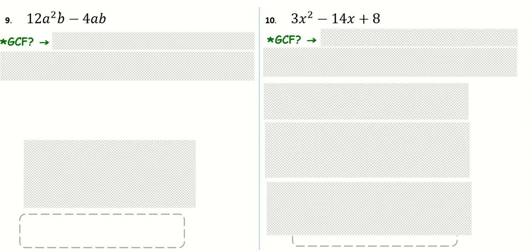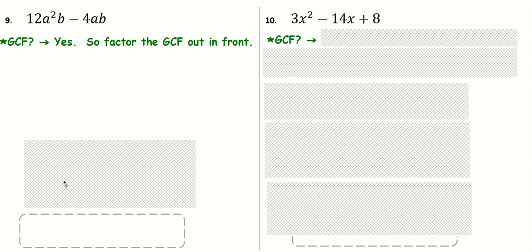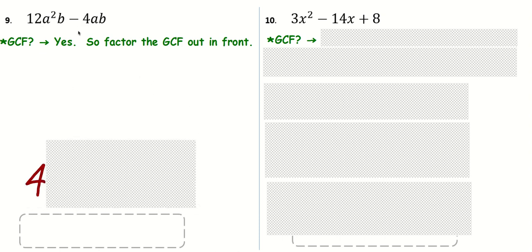Number 9, is there a GCF? Could you divide a common factor away from both 12a squared b and 4ab, or technically negative 4ab? Yeah. So we're going to factor out. What is the GCF? Remember, you can separate it by what's the GCF of 12 and 4? 4. But then what's the GCF of a squared and a to the first power? Technically this is a to the first power, and that's of course a squared. What's the GCF of those two? A to the first. Remember, you go with the smaller power.